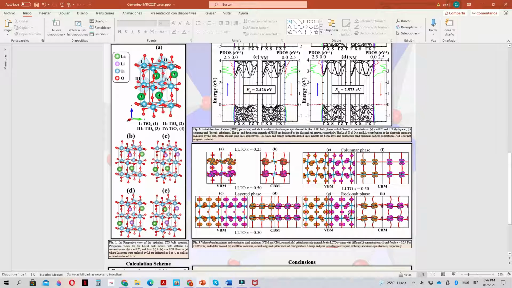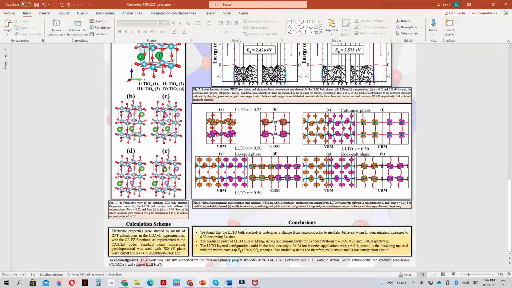The bonds are less covalent and there is a redistribution of the electronic states. States near the Fermi level are mainly oxygen p states, and the t2g states were driven to the conduction band. Besides, these LLTO structures do not show magnetic properties.